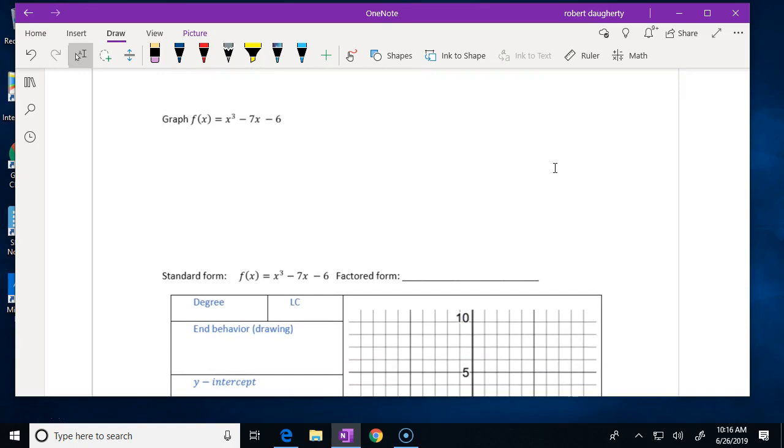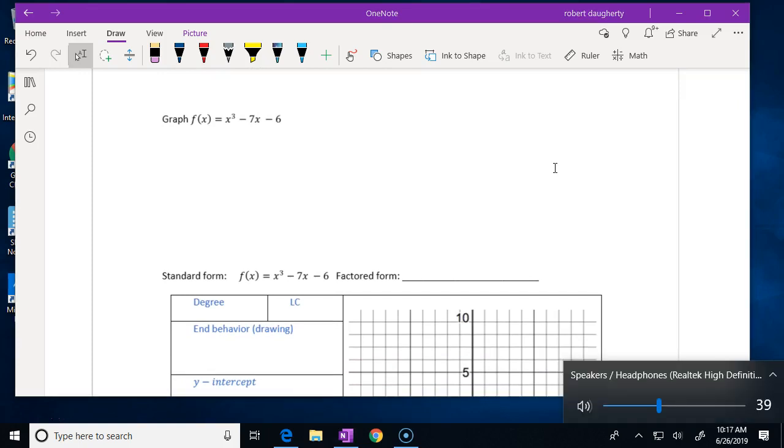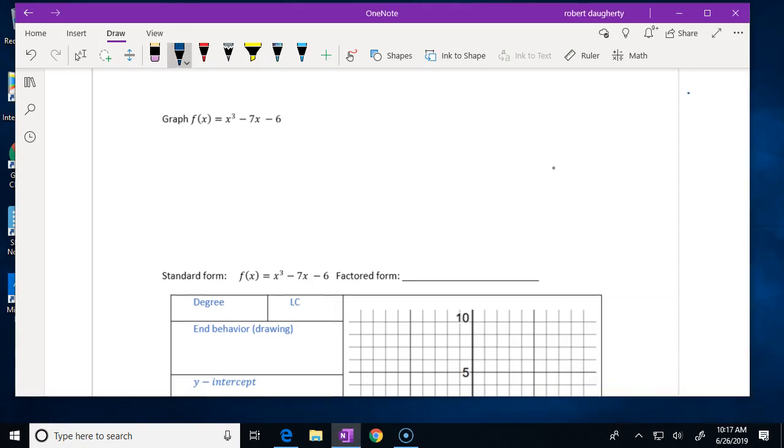X cubed minus 7x minus 6. So graph f of x equals x cubed minus 7x minus 6. Now, in order to do this, I'm going to need it to be factored. It is not factored, but we spent time in previous lessons learning how to do this.